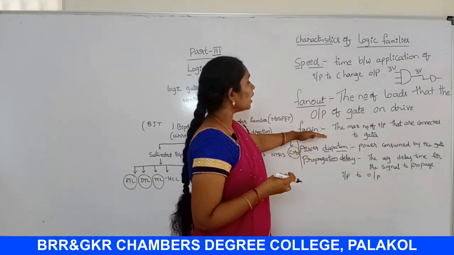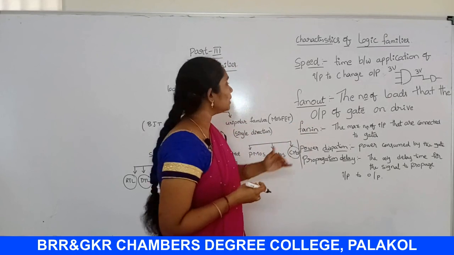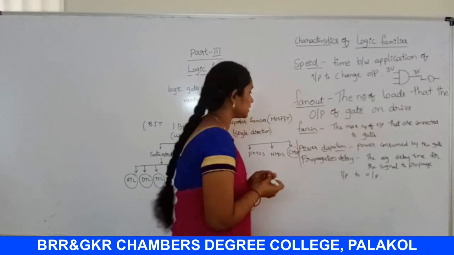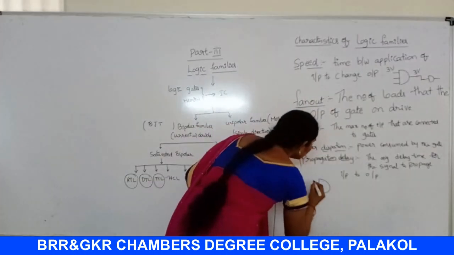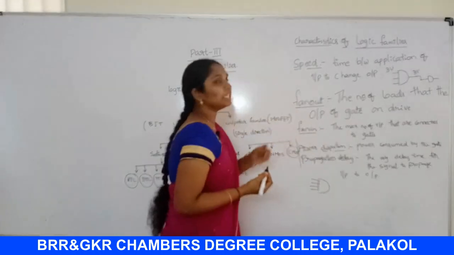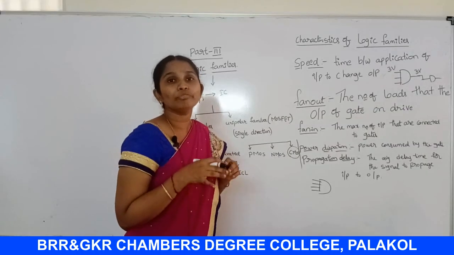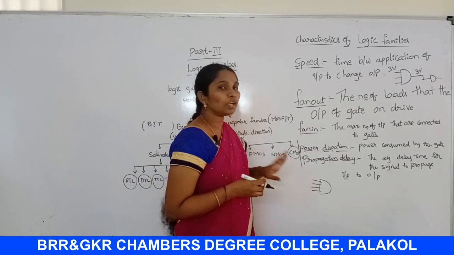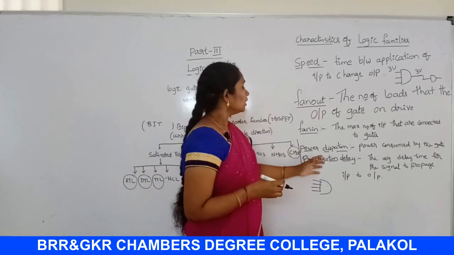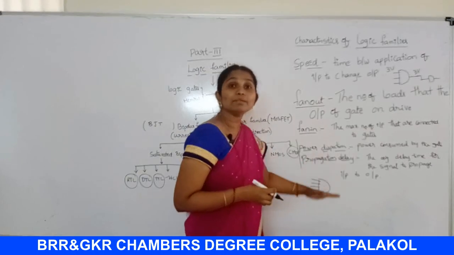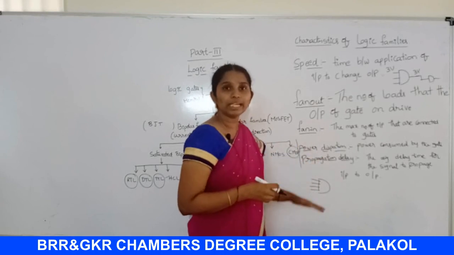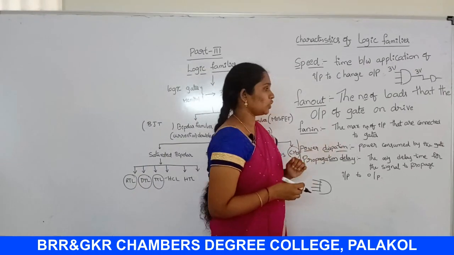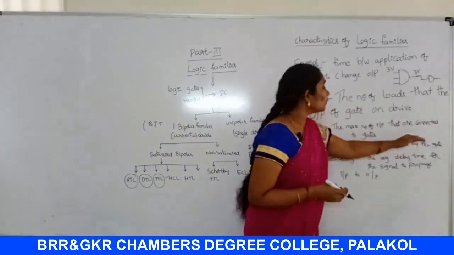So next coming to the fan in. Fan in is the maximum number of inputs that can be connected to a gate. For example, I consider a gate here. Fan in is how many maximum inputs we can connect to this gate. For example, in this gate I connect 4 inputs. Likewise, how many maximum inputs we can connect to that gate is the fan in. And next one is the power dissipation, that means the power consumed by the gate.